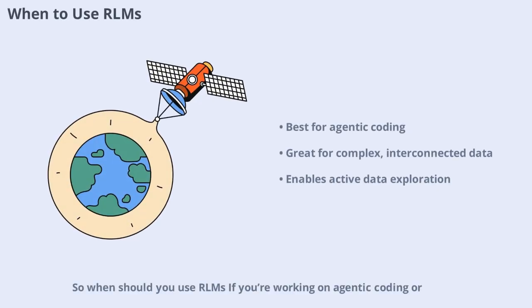So, when should you use RLMs? If you're working on agentic coding, or any task that requires reasoning across large, messy, interconnected information, like analyzing a whole code base, tracking long histories, or computing over thousands of records, RLMs are a game changer. They let the model operate on data directly, moving beyond passive reading to active exploration and computation.